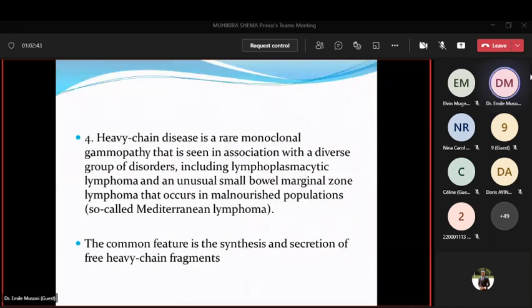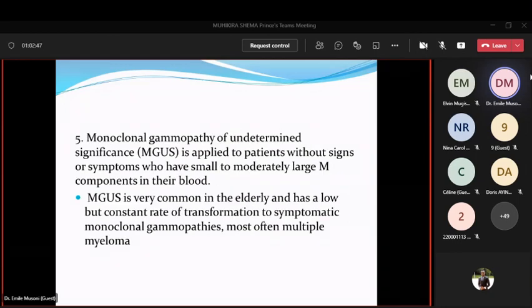Monoclonal gammopathy of undetermined significance is applied to patients without signs or symptoms who have a small to moderately large M component in their blood. It is very common in adults and has a low but constant rate of transformation to symptomatic monoclonal gammopathy, most often multiple myeloma. So those are some variants of multiple myeloma.